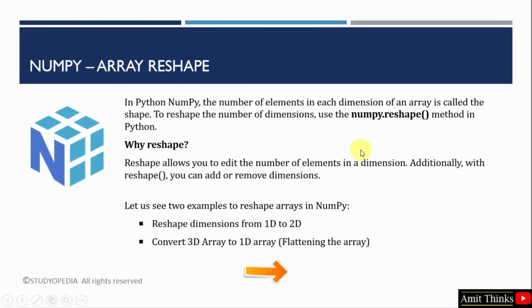Now let us see why we want reshape. It allows you to edit the number of elements in a dimension, obviously, because we are changing the dimensions itself. With reshape, we can also add or remove dimensions. That is, we can also flatten the array, like from 3D array to 1D array, or we can also reshape from 1D to 2D array. These both examples we will focus on in this video so that we can understand the reshape concept completely. We will reshape dimensions from 1D to 2D, and we will flatten the array, that is from 3D array to 1D array. So let's see.